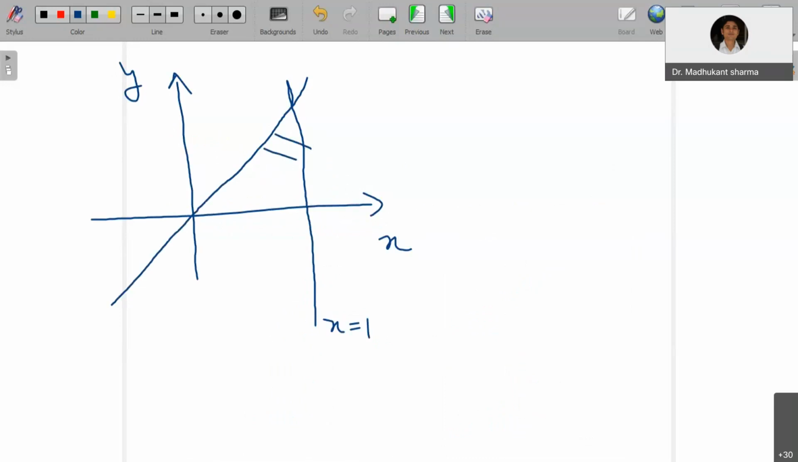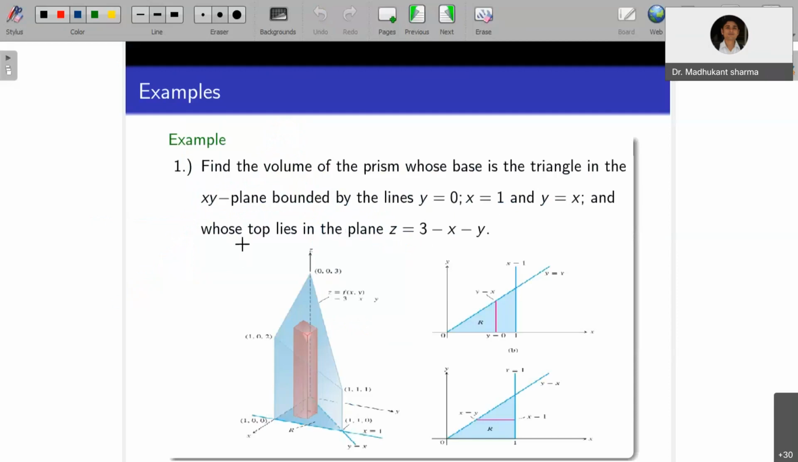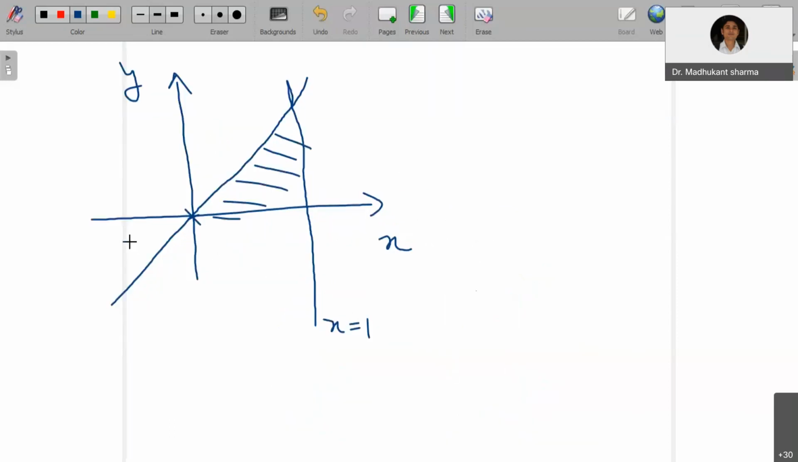Okay, so this is the region over which it is defined, and whose top lies in the plane z equals 3 minus x minus y. I'm not going into the details. You have 3 points: this is (0, 0), here you have (1, 0), and here you will have (1, 1).